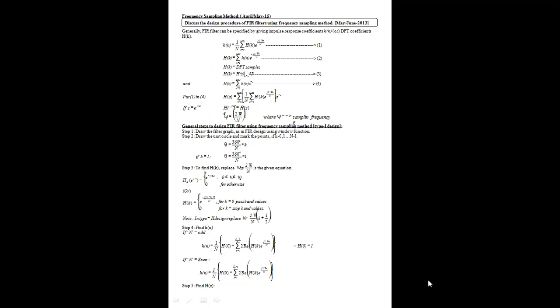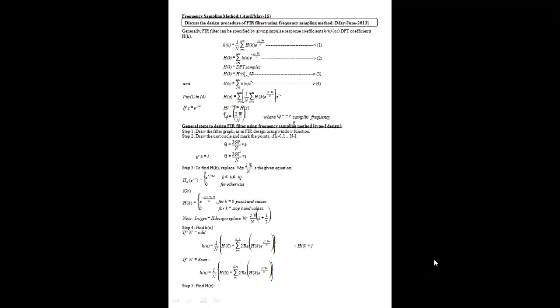Okay. The next thing we have to discuss is the frequency sampling method. So what is the design procedure for an FIR filter using the frequency sampling method? This is the last method that we have to discuss in Unit 3.